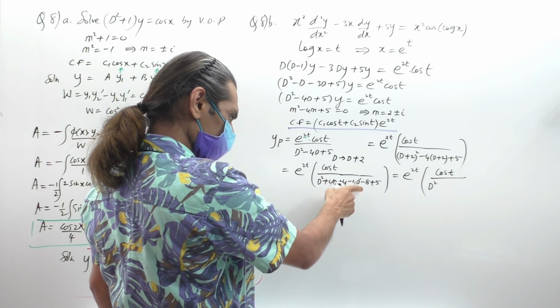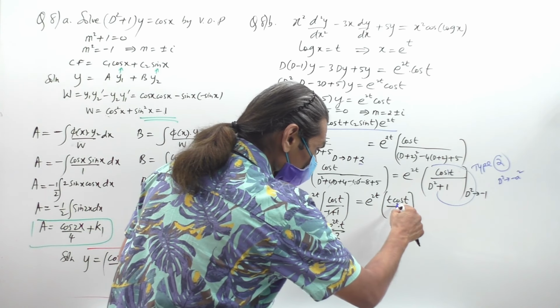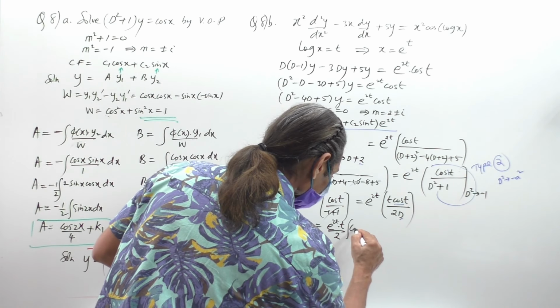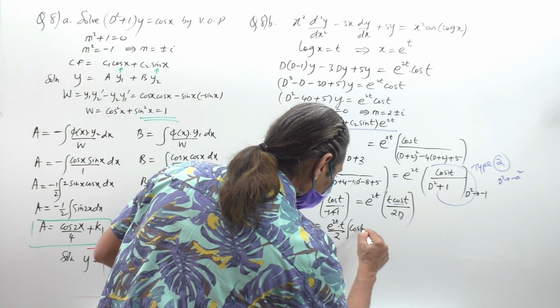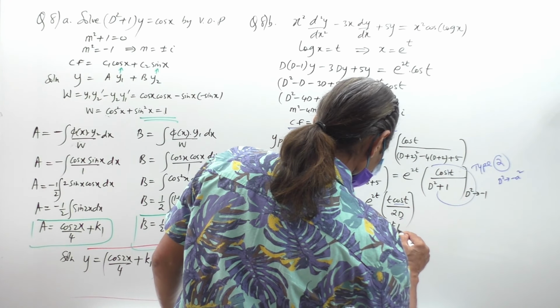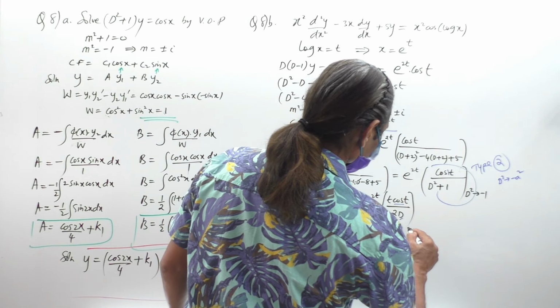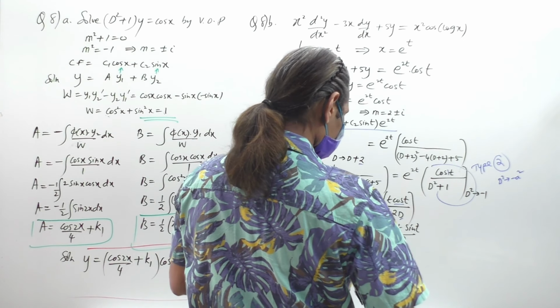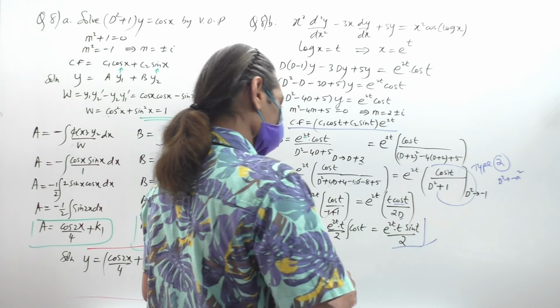So e raised to 2t pre-multiplied by t, with 1 by 2 outside. Upon d means integration. So integration of this cos t, because into d means differentiation and upon d means integration. Now this will be e raised to 2t into t, and the integration of cos t is plain sin t, upon 2. Now this is the particular integral which I have.